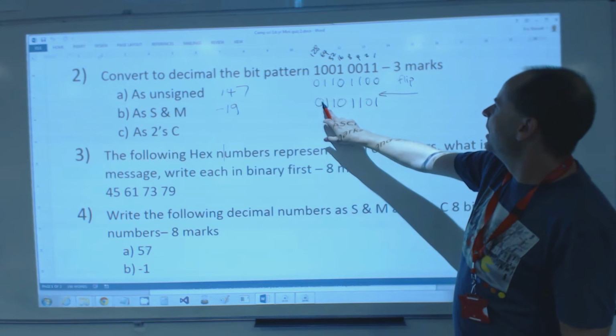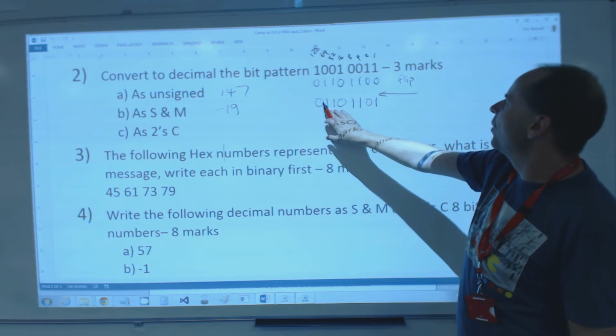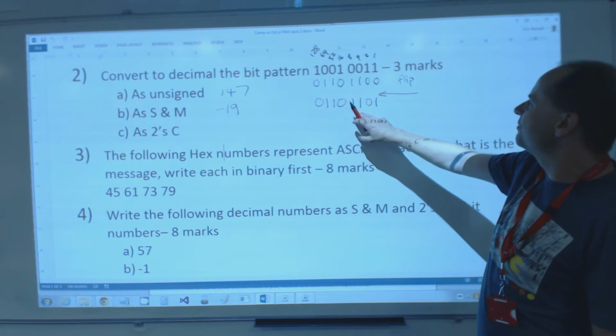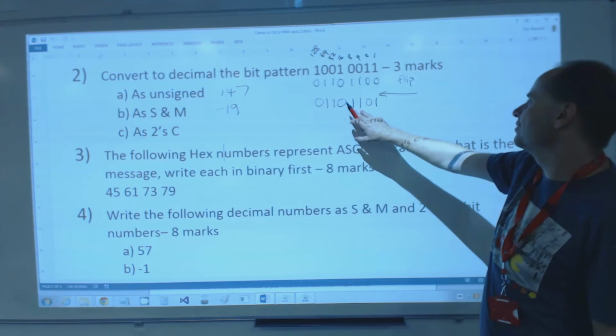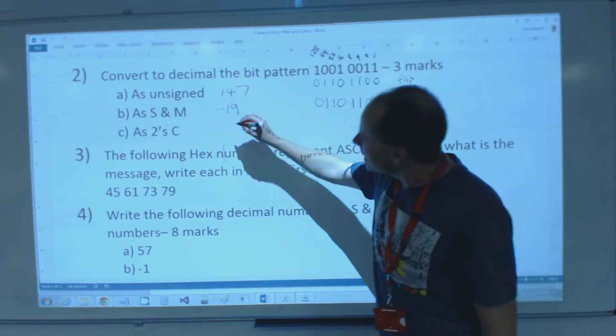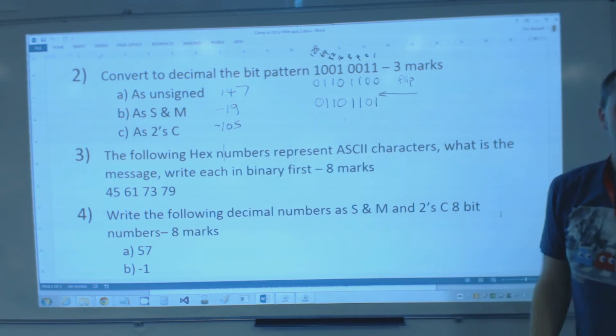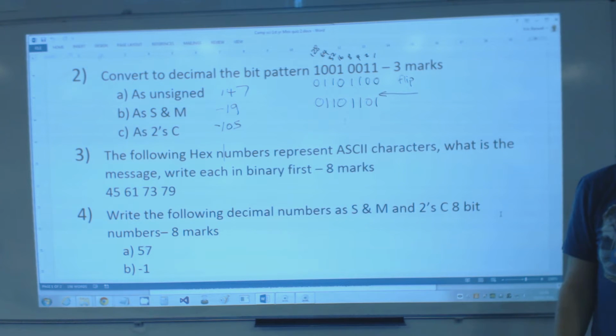So it's 64 and 32 is 96, plus 8 is 104, plus another 1 is 105. So it's minus 105. Anyone agree? Nobody agree. Anyone agree? You got 109. Have I had it all wrong?